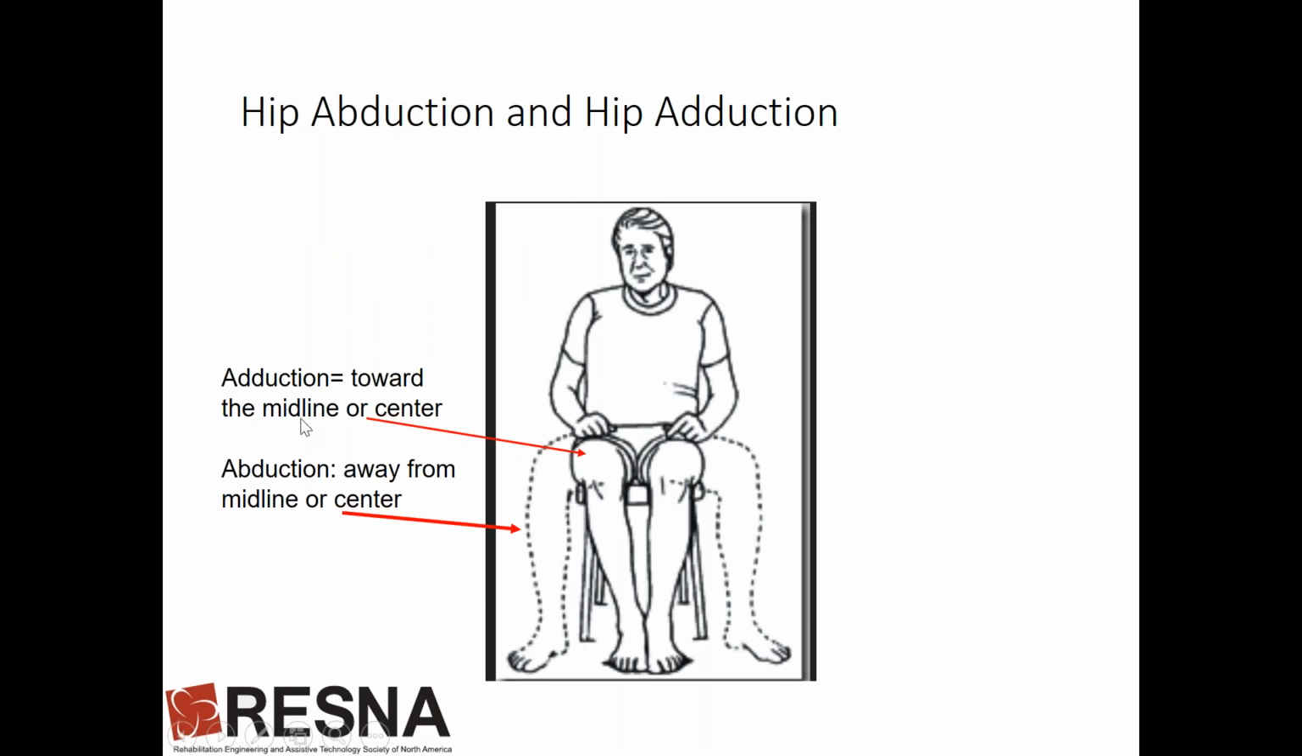Adduction, add towards the middle. So if somebody lacks adduction, they are sitting in abduction. AB is away from the midline. That makes sense? So when you describe it, you need to say if they need adductors, that means that they need help adding to the middle. If they need abductors, it means that they're too crossed, they need to get their legs away.